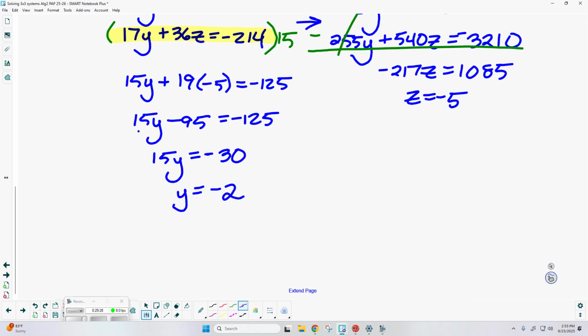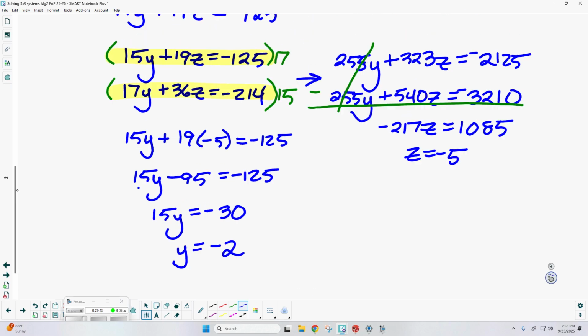See, once you find that first variable, then it ends the problem pretty quick, because all you got to do is plug in and simplify. So z is negative 5, y is negative 2. All we have left is what? X. Okay. So let's come on up here.